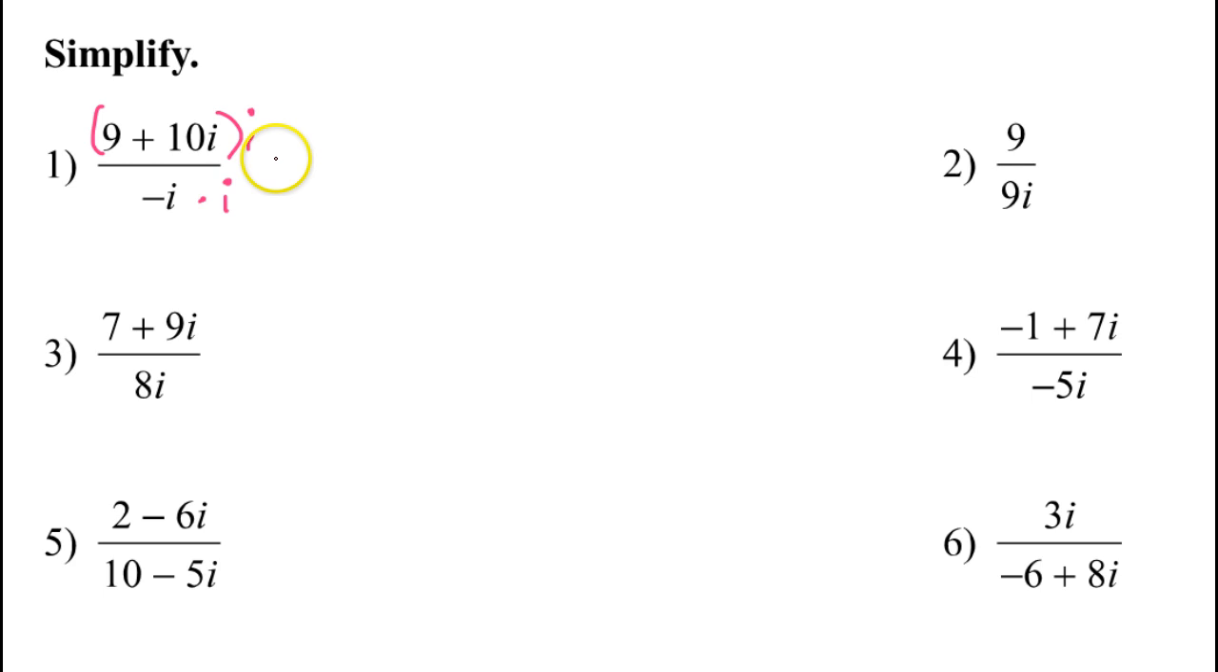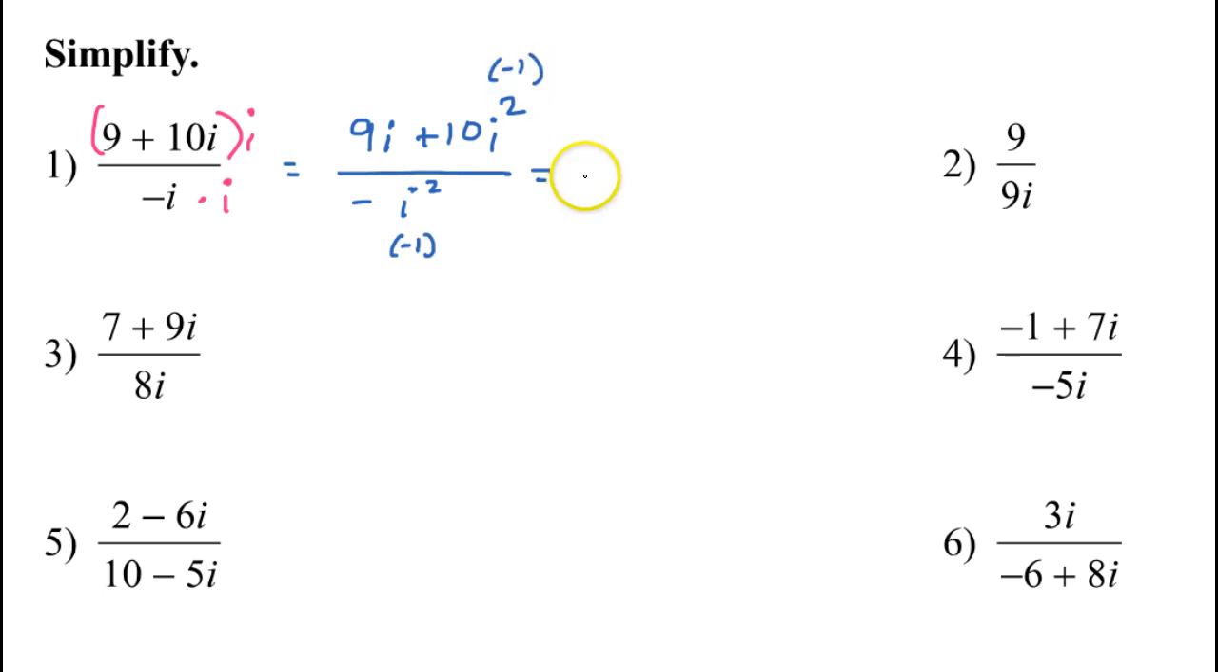So keep in mind that i squared is -1. So if I multiply by i, here's what I have now. So I'm going to have 9i plus 10i squared. Now, in the denominator here, I have -i squared. Now, in both of these cases, i squared is -1, here and here. So in this numerator, that means this is -10. And I'm going to go ahead and put that first, followed by the positive 9i that comes from right here.